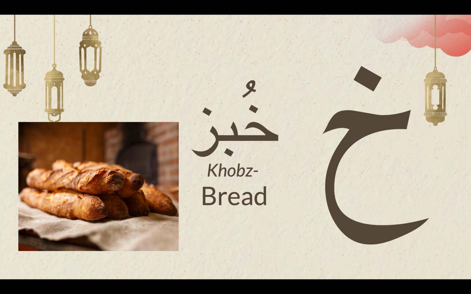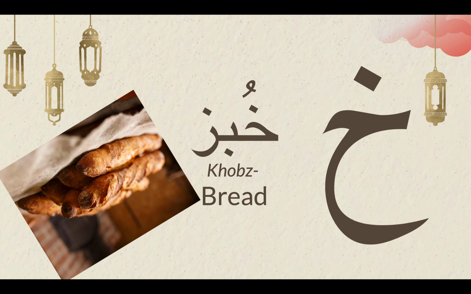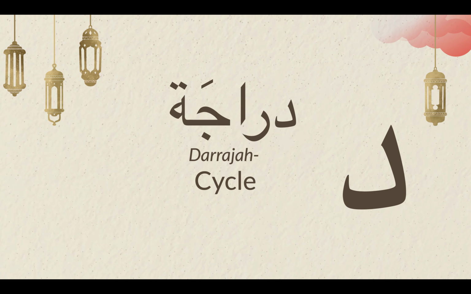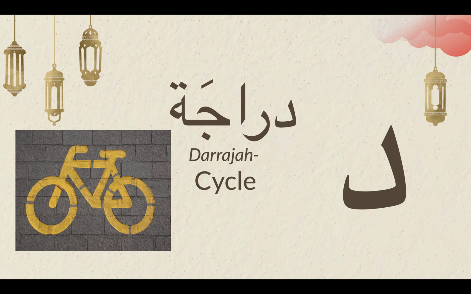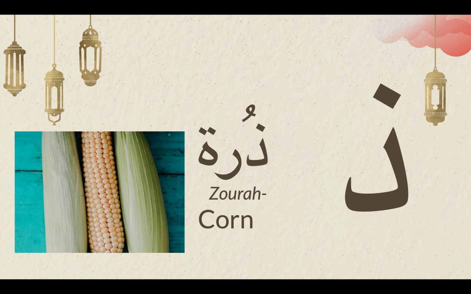Kha. Kha for khabsa. Khabsa means bread. Dal. Dal for daraja. Daraja means cycle. Dal. Dal for Zora. Zora means corn.